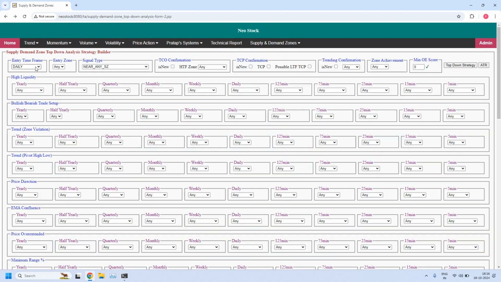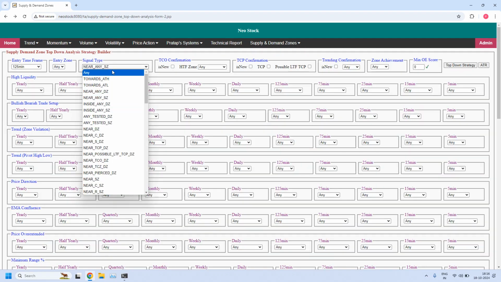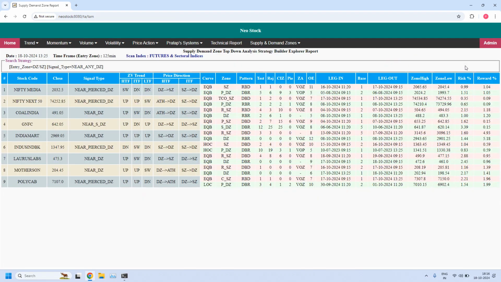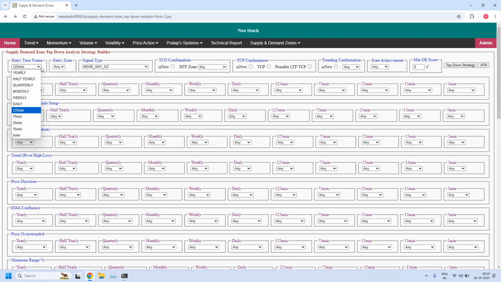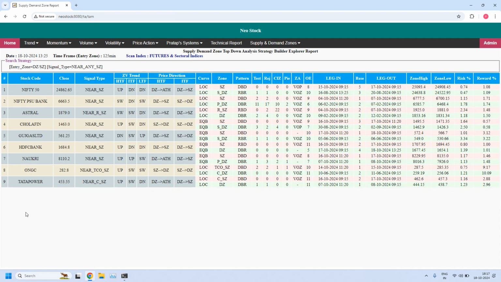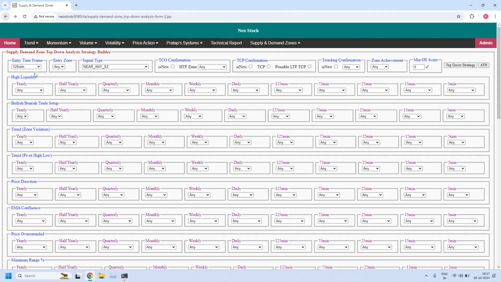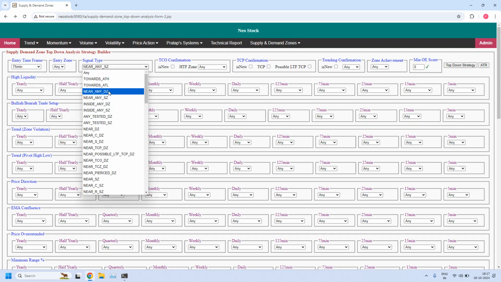Okay, next time frame is 125 minutes. So let's find the stocks near 125 minutes demand zone. 9 stocks are filtered. Next, for 125 minutes time frame, let's find the stocks near 125 minutes supply zone. 9 stocks are filtered. Next time frame is 75 minutes. Let's find the stocks near 75 minutes demand zone.